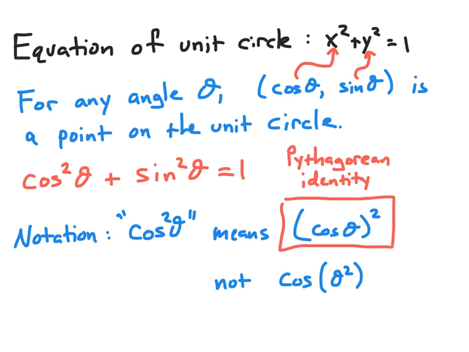In particular, if we have our angle theta, we're going to take the cosine of the angle first and then square the resulting value. What we're not going to do is square theta first and then take the cosine of that squared angle. This will typically give us a very different value, and so it's important that whenever we write cosine squared of theta, we are going to take the cosine first and then square the result.